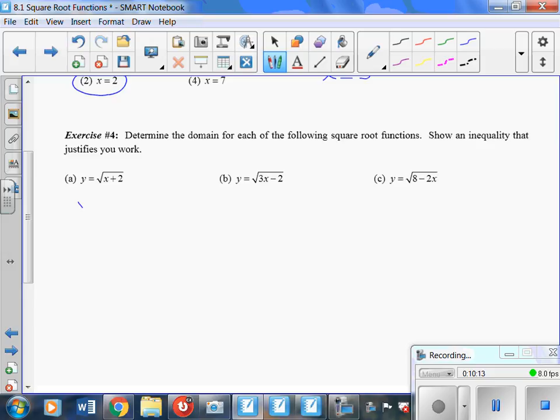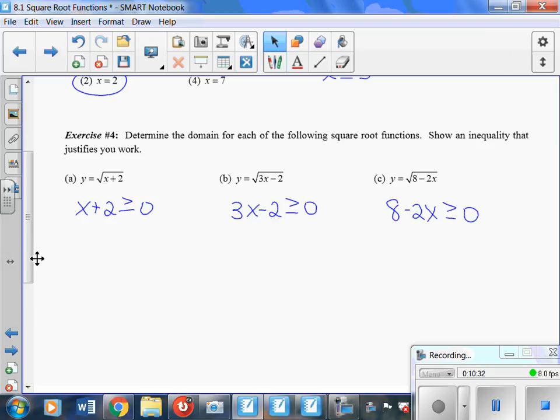So here I have x plus 2 has to be greater than or equal to 0. Here I have 3x minus 2 has to be greater than or equal to 0. And here I have 8 minus 2x has to be greater than or equal to 0. So why don't you take a minute, pause this video, solve for x on all three of these, and then come back and check your work.